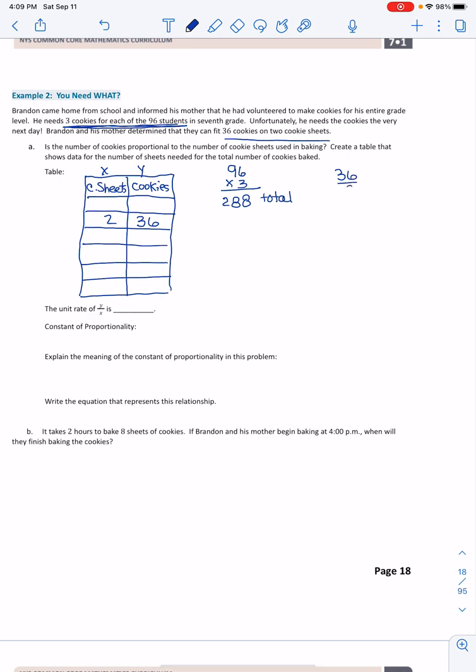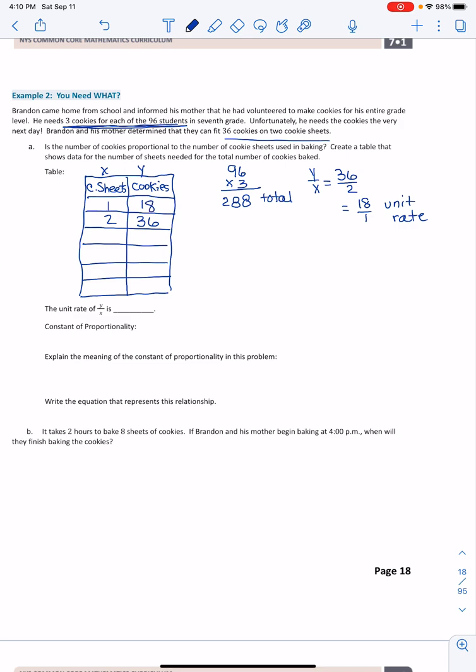So to find my unit rate, I'm going to take the 36, divide it by 2, and the reason I'm doing that is y over x. When I do that, I get 18 over 1, which is my unit rate, which is also my first row. For 1 cookie sheet, I can make 18 cookies.